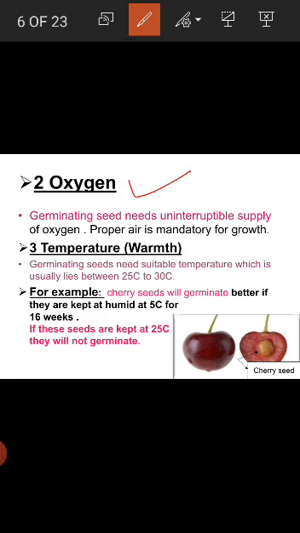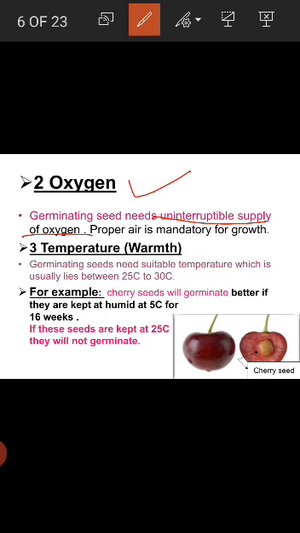So the second condition which is necessary for seed germination is oxygen. Students, a germinating seed needs an uninterruptible supply of oxygen. Uninterruptible means not able to be broken in continuity, because a germinating seed needs a continuous supply of oxygen. So proper air is mandatory for growth. Mandatory means compulsory. So you can say that proper air is compulsory for growth.